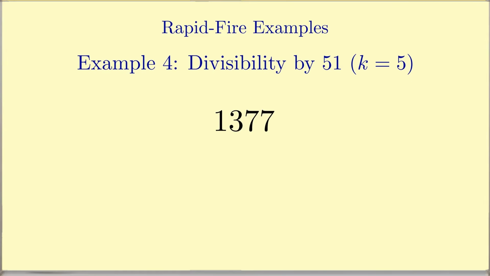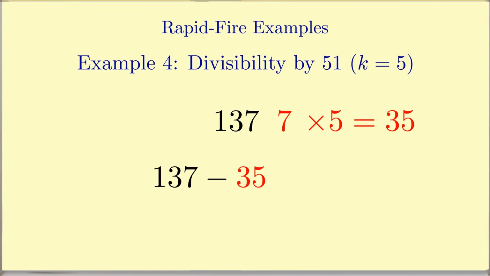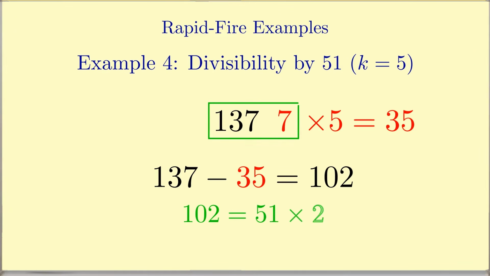Example 4. Divisibility by 51 where k is 5. Let us test the number 1377. Our multiplier k is 5. Chop the 7. Multiply by 5 to get 35. Subtract 35 from the remaining 137. 137 minus 35 is 102. Since 102 is 51 times 2, 1377 is perfectly divisible by 51.